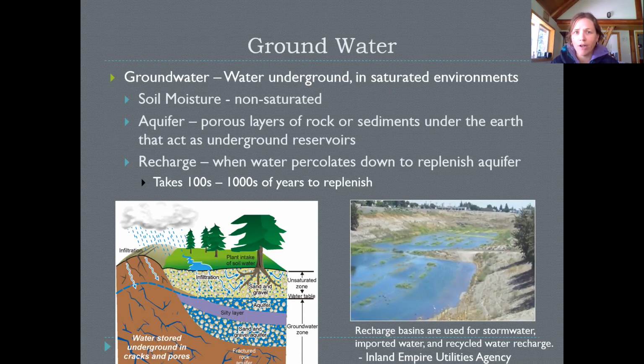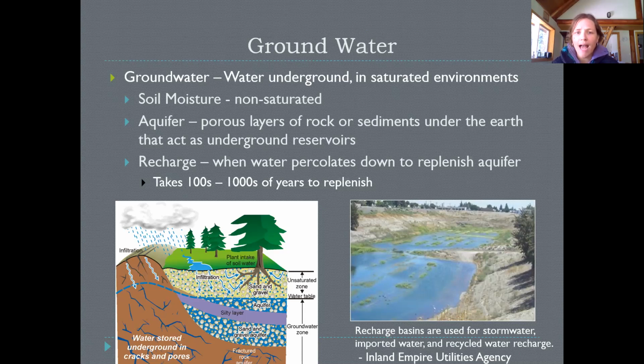And we call this water groundwater. So groundwater is not all water that's underground. Some water below the ground is called soil moisture. And this is kind of the water that's in the surface environment that's bonded onto soil water or soil particles.